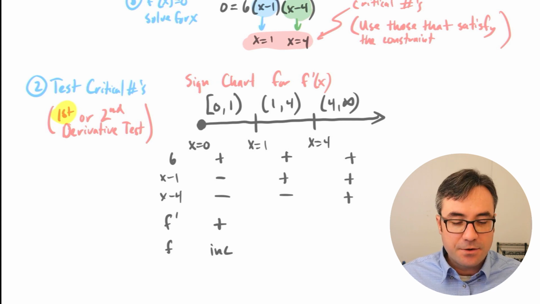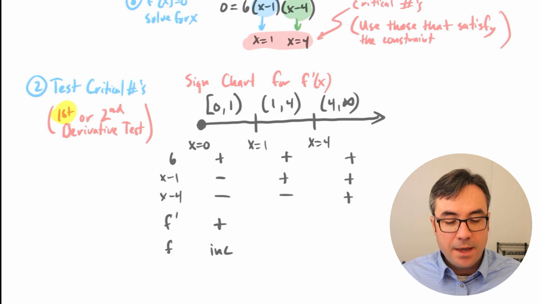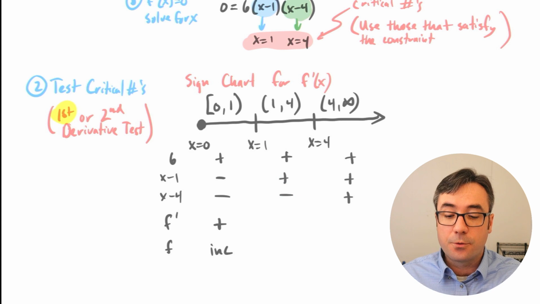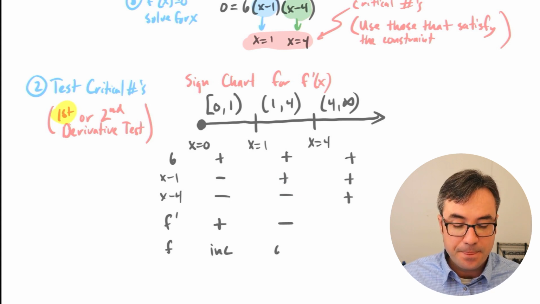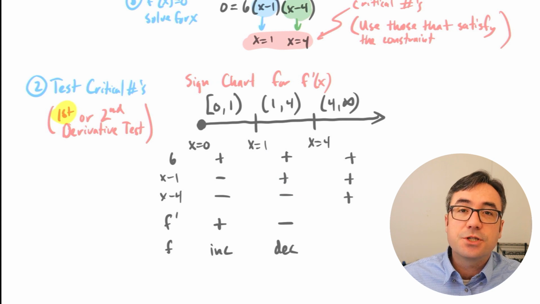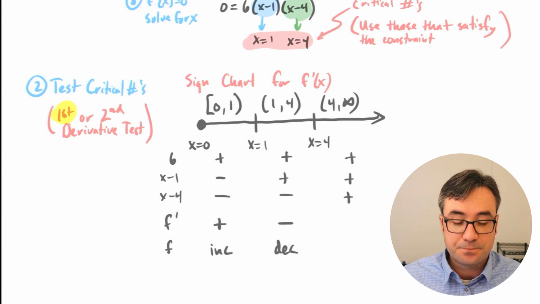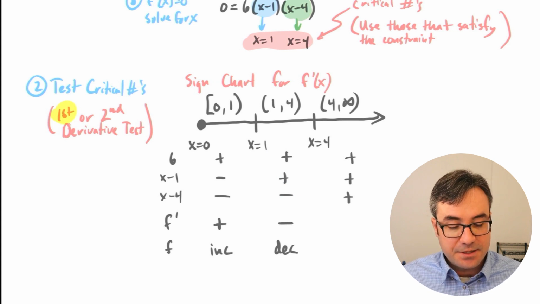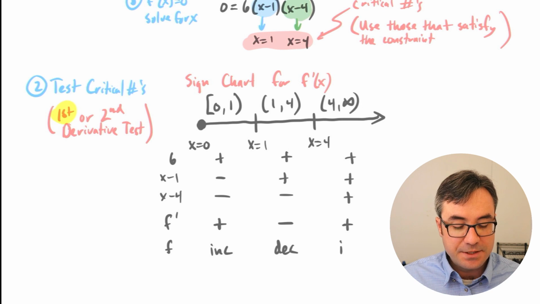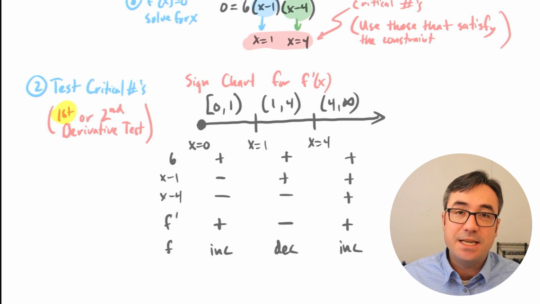Then we go to the next interval in between 1 and 4, and what we have here is a positive term times a negative term. So overall the result is going to be negative, and if f prime is negative, that means our original function is going to be decreasing. And then finally, for the last interval, everything is positive, so that means f prime is going to be positive, which means the original function there is increasing.